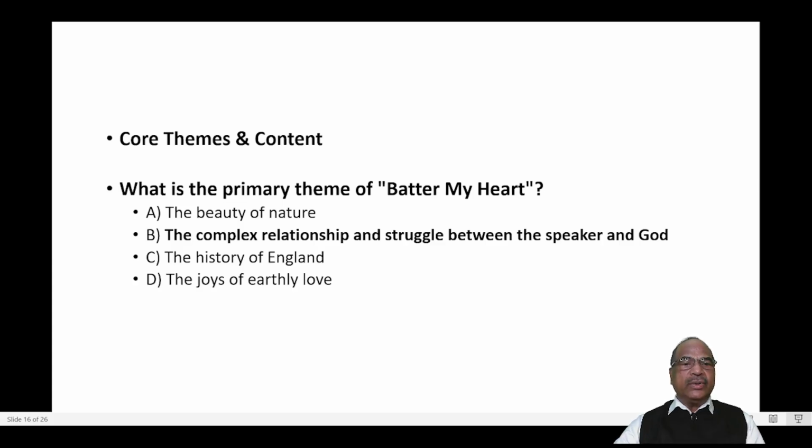Then we are going to the core themes and content, and we are pursuing the PYQs and the MCQs that can be asked from this particular poem by John Donne. What is the primary theme of Batter My Heart? The beauty of nature, the complex relationship and struggle between the speaker and God, the history of England, the joys of earthly love. We know pretty well that it is the complex relationship and struggle between the speaker and God.